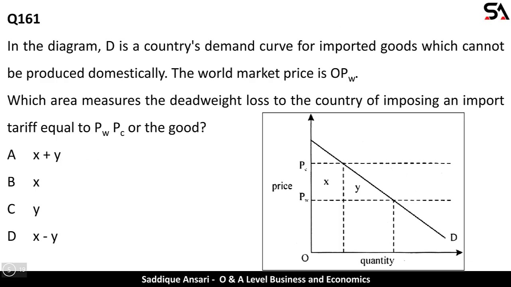Next question. In the diagram, D is a country's demand curve for imported goods which cannot be produced domestically. The world market price is OPW. This is the world market price. Which area measures the deadweight loss to the country of imposing an import tariff equal to PWPC on the good? If tariff is imposed, the price will increase from PW to PC, and area Y, which was previously part of consumer surplus, is now lost. This area X is government's tariff revenue, and this area is now consumer surplus, and this area is deadweight loss. So Y is the correct answer.